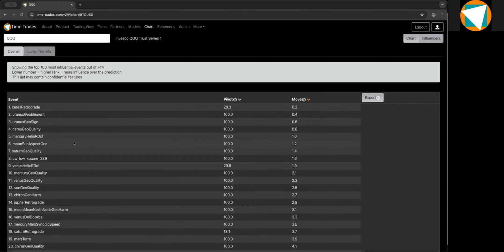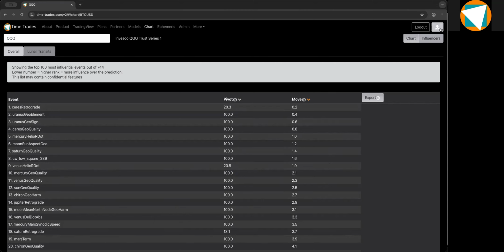So this is very interesting and useful because it does share what is collected by the Time Trades AI, and it identifies what are the most important and influential data points that contribute the most. Okay, so that is a quick overview of the web application.